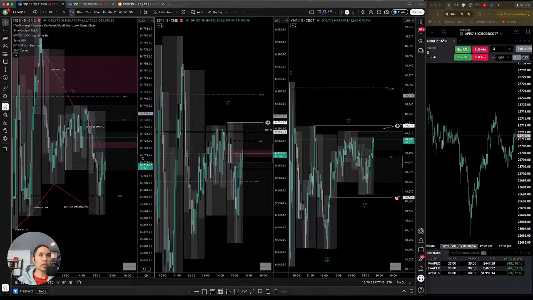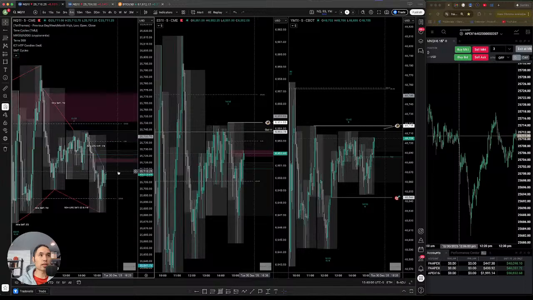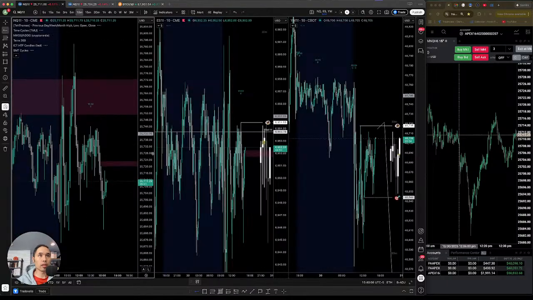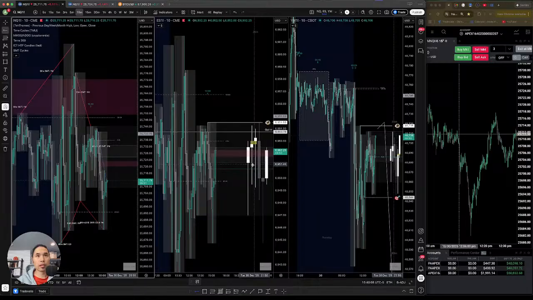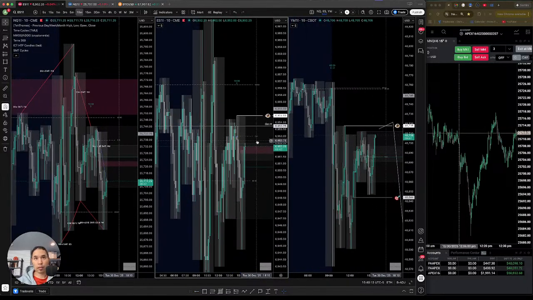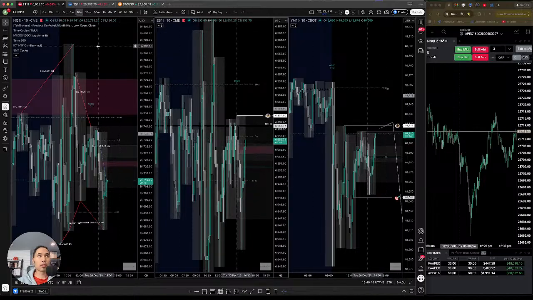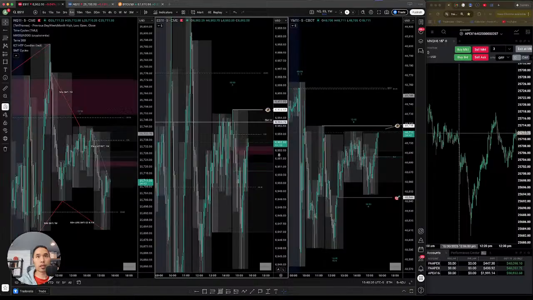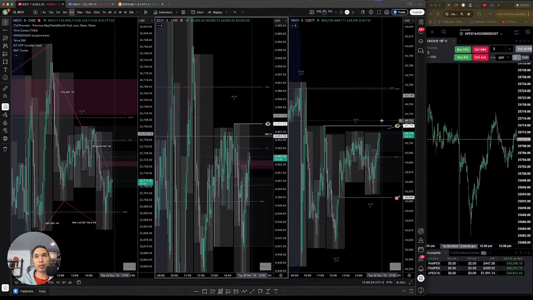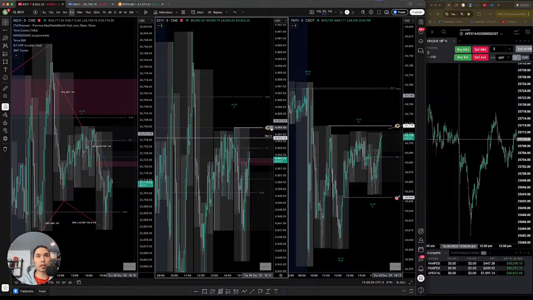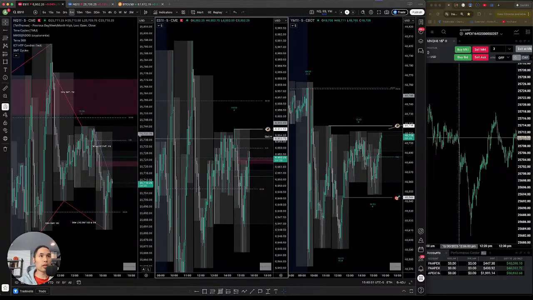NQ is definitely looking the weakest. I'm going to 10-minute here. This guy wants to get above here and take out this high potentially. Let's see what YM does here. We put alert there.